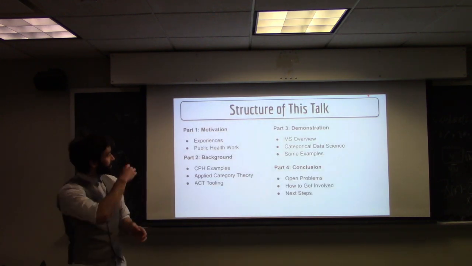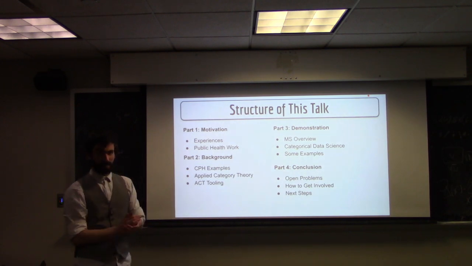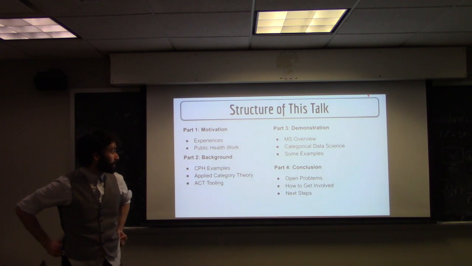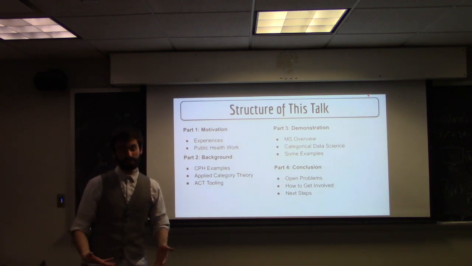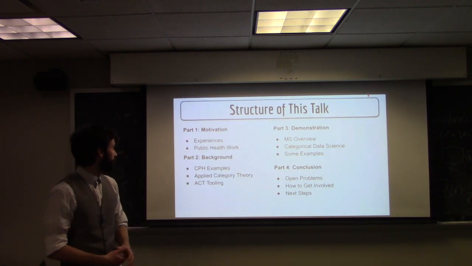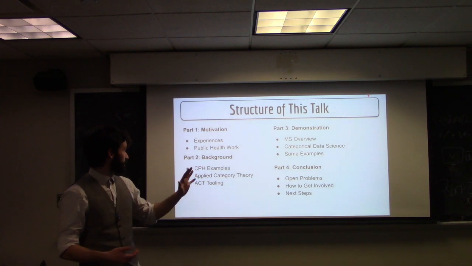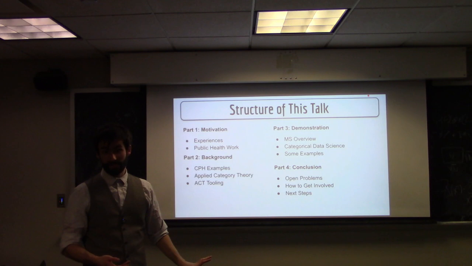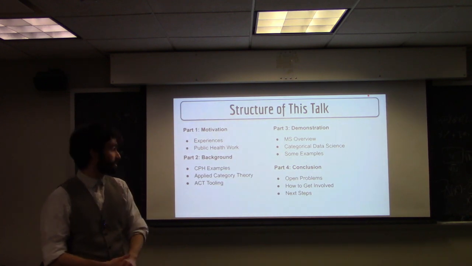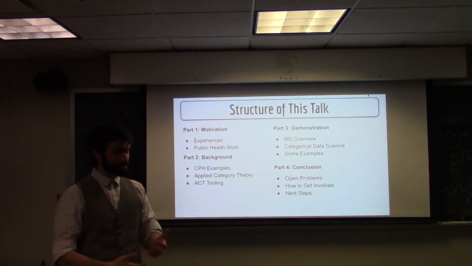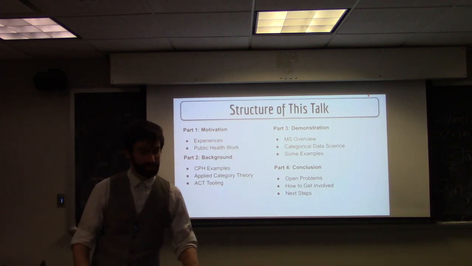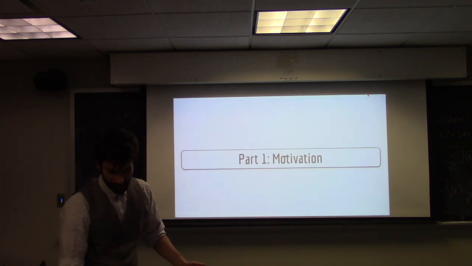So the structure of this talk is 4 parts. We have just basic motivation, a little bit of background of compositional public health and examples that I think fall into the compositional public health umbrella. We have some basics on applied category theory, some demonstrations that I prepared based off of work that I'm doing in my current master's thesis, and just some open questions and maybe how to get involved if any of this is interesting to the broader community here at CUNY.